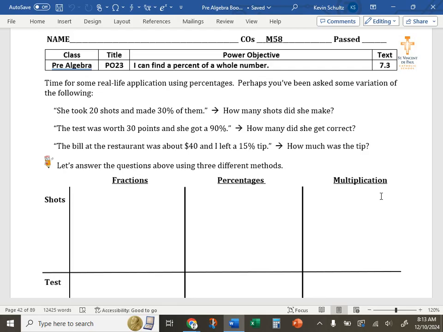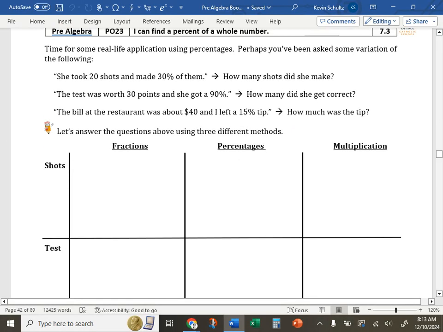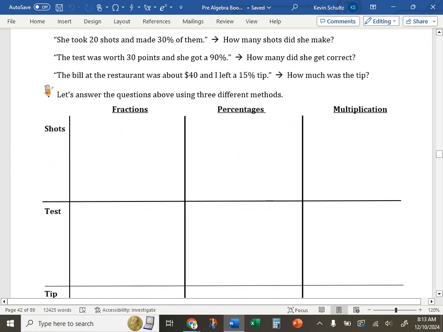What that looks like here is I've got three situations. She took 20 shots and made 30% of them. How many shots did she make? You were finding a percentage of a whole number, 30% of 20. The test was worth 30 points and she got a 90%. How many did she get correct? A percentage, 90, of a whole number, 30. The bill at the restaurant was about $40. I left a 15% tip. How much was the tip? Again, a percentage of a whole.